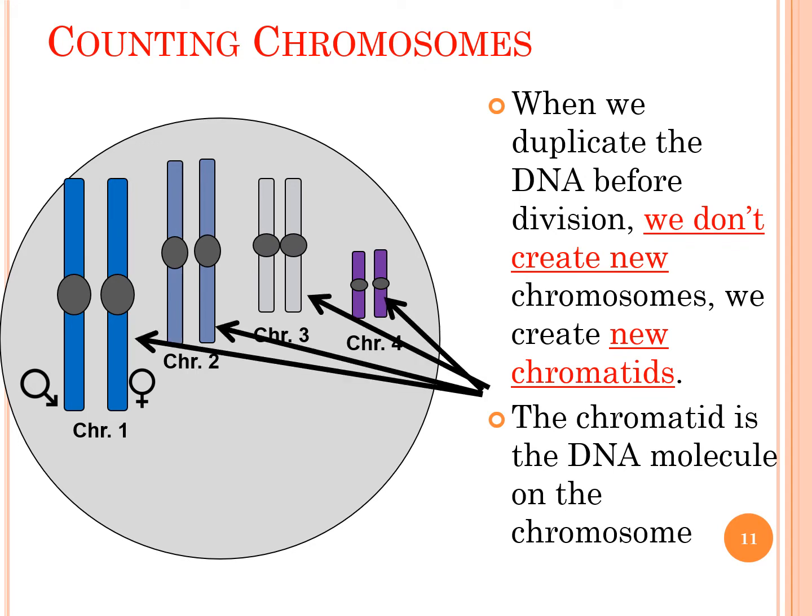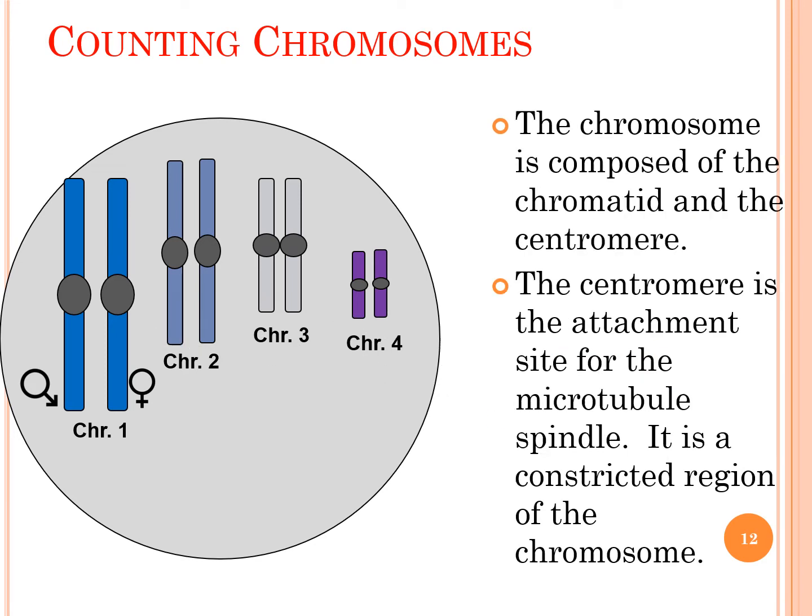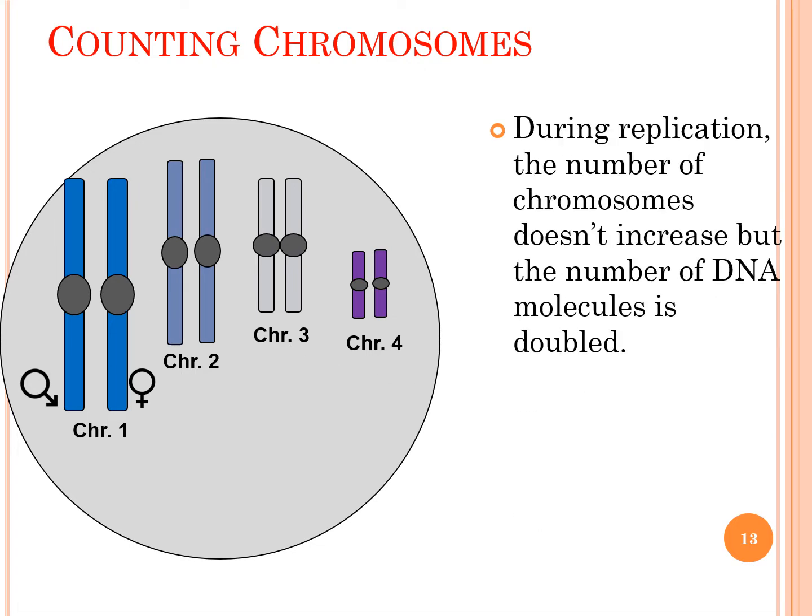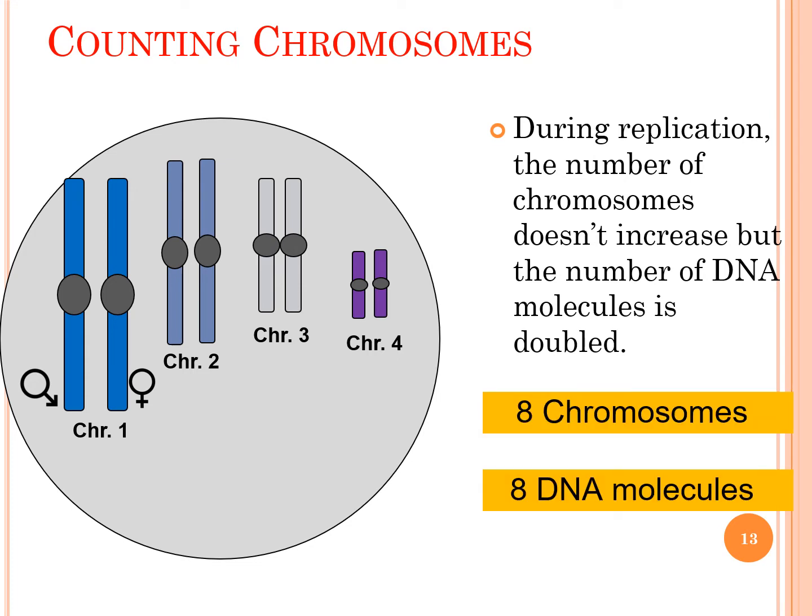So here you can see we have 8 chromosomes and 8 chromatids. You can count chromosomes by looking at the centromere. Of course the centromere is the central attachment that's going to attach to the microtubule spindle. And so if we count the centromeres, we would see that we end up with 8 centromeres. 8 chromosomes, 8 DNA molecules. 1, 2, 3, 4, 5, 6, 7, 8. 8 centromeres, therefore 8 chromosomes. 8 chromatids, therefore 8 DNA molecules.